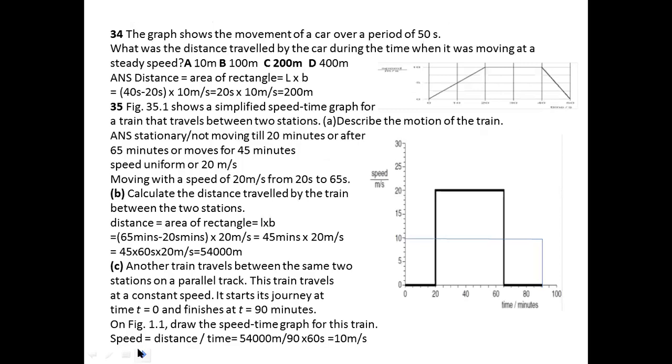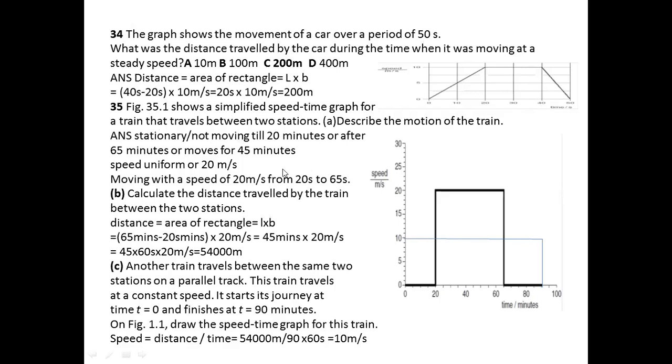Next question. The graph shows the movement of a car over 50 seconds. What is the distance traveled by the car during the time when it is moving at steady speed? Steady speed means constant speed. This horizontal line represents constant speed. So we have to calculate the area under this horizontal line, which is equivalent to a rectangle. Area of rectangle will be equivalent to the required distance. So formula of area of rectangle is length into breadth. So length will be 40 minus 20 and breadth is 10 meter per second. Final answer becomes 200 meter.